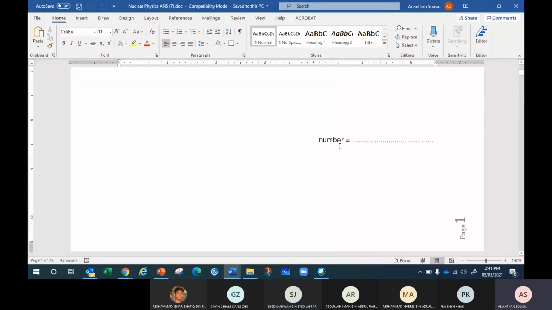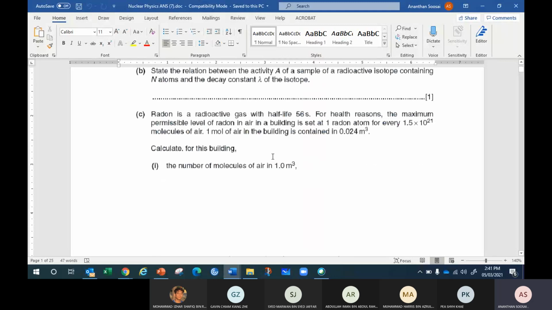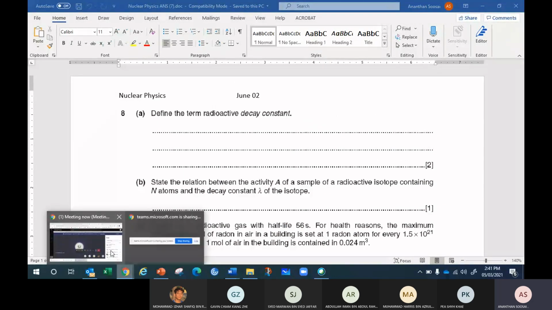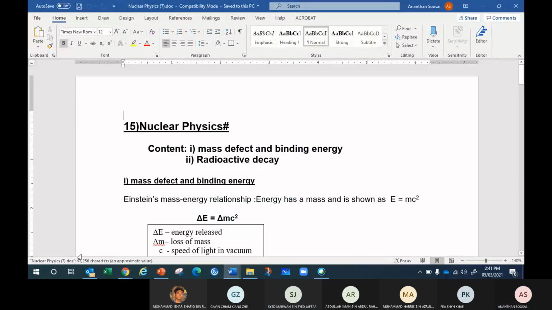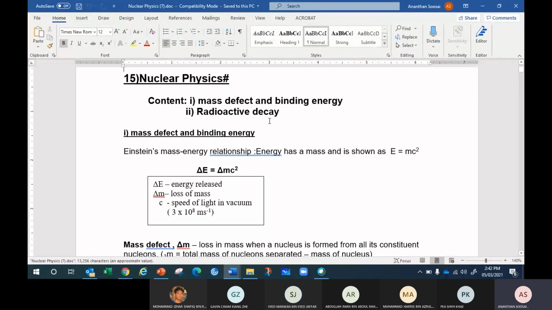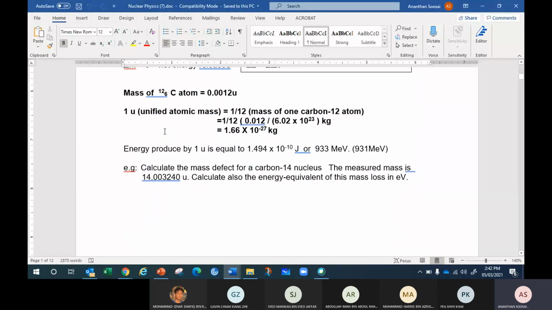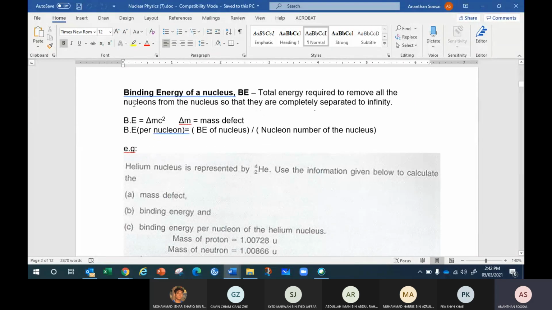So we're done with nuclear. What are the things you learn under nuclear? Let's do a small recap. We learn about mass defect, binding energy, and radioactive decay. E equals mc squared, mass defect, and what 1 u stands for. Then binding energy: the amount of energy required to remove all the nucleons from the nucleus to infinity. Total energy required.